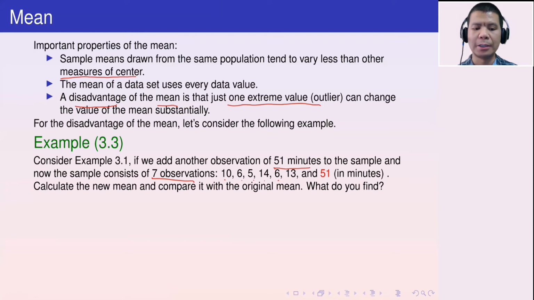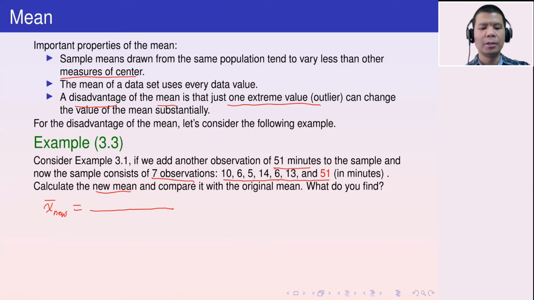Now, let's calculate the new mean and compare it with the original mean. Okay, so let's calculate the new mean. Let's denote it as x bar new. Okay, the new mean equals what? All right, so now we're going to take the summation of all these values after adding this 51 here. So it's 10 plus 6 plus 5 plus 14 plus 6 plus 13 and plus 51. All right, over what? Over 7.